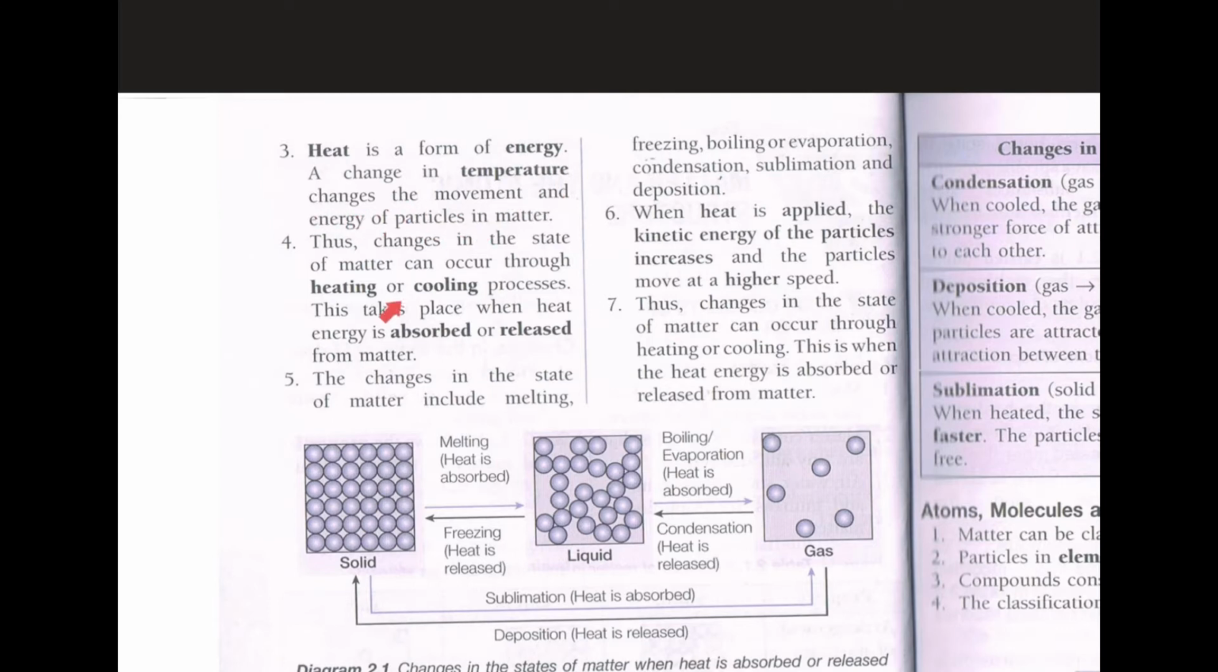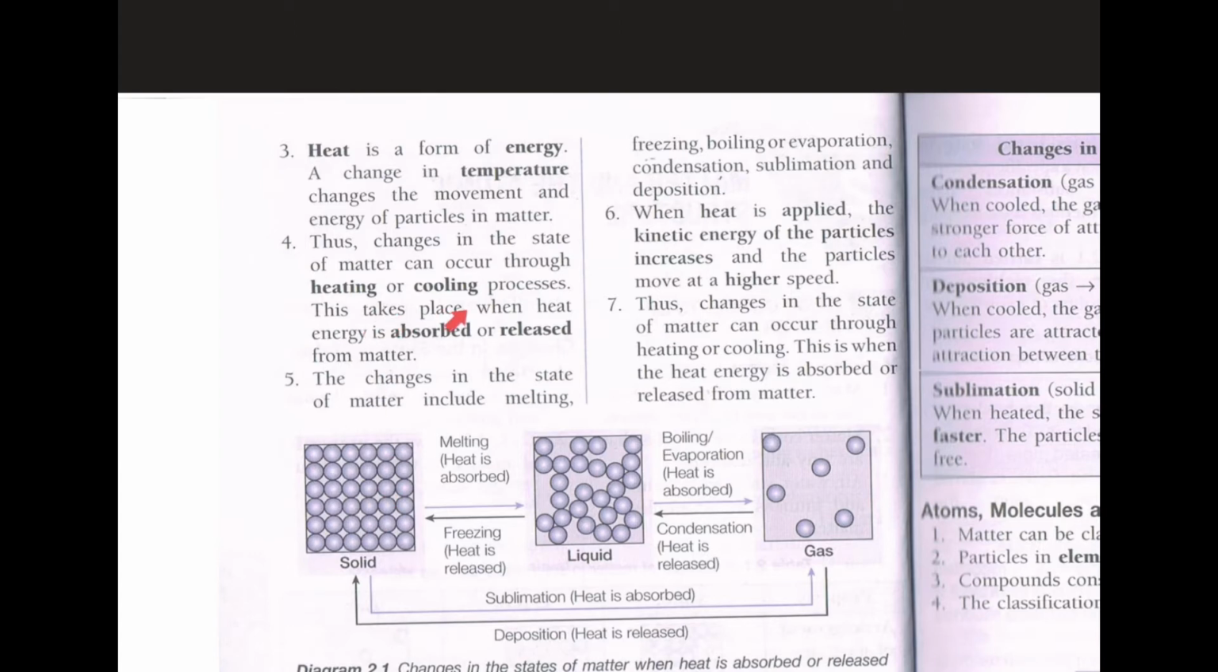So that means you heat it up, then they move faster, and then they have more energy. Okay, the particles have more energy. So thus, changes in the states of matter can occur through heating or cooling processes. So you want to change the state, of course, it's not just heating, you can cool it down also. Okay, so that is also the change in the state, the physical state of matter.